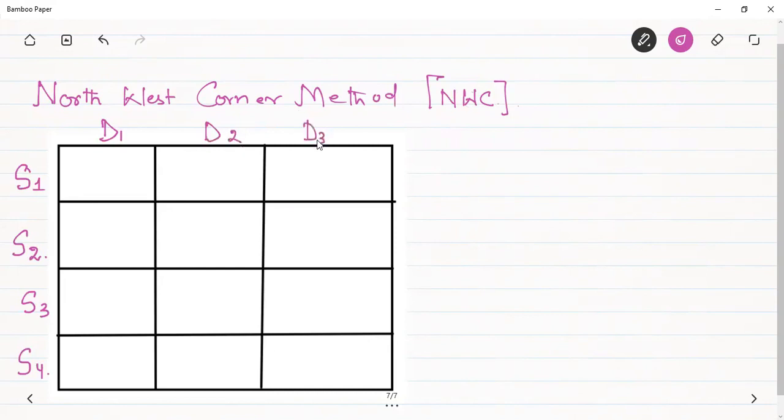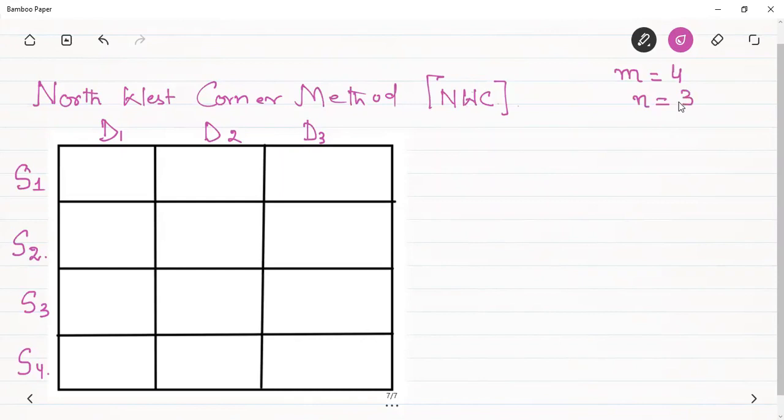I told you earlier that it is not necessary that the number of source points is equal to the number of destination points. In the first example I had taken the number of sources as 3 and the number of destinations equal to 3, but I told you there will be different numbers of sources and destinations. So in my current case, the number of sources is 4 and the number of destinations is 3.